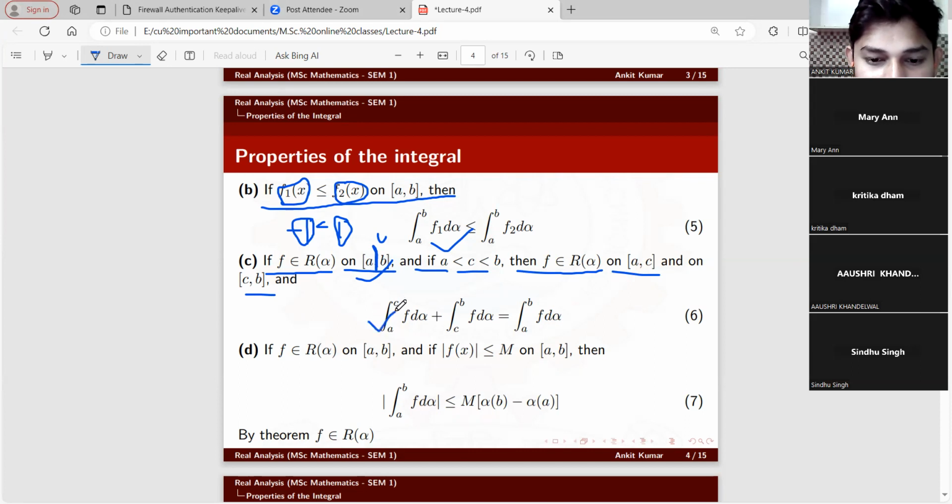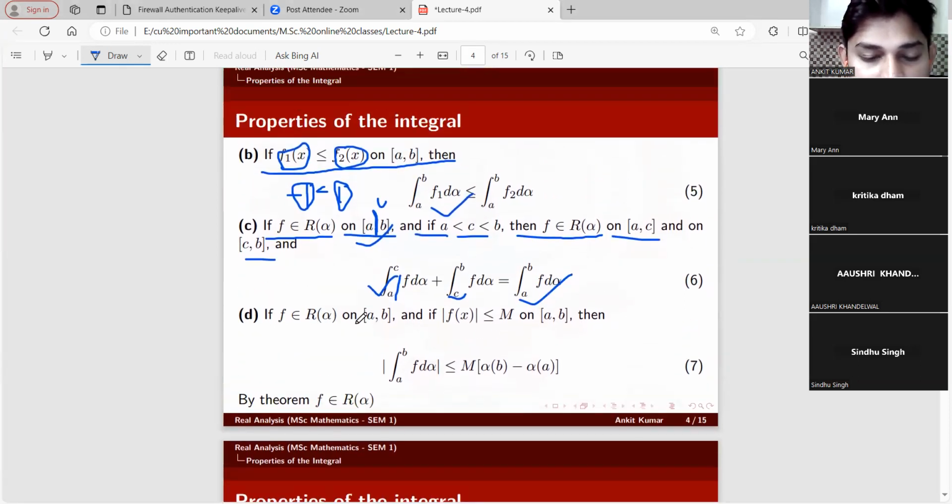And this integrability is defined as this. The integral from a to c of f d alpha, plus the integral from c to b of f d alpha, is equal to the integral from a to b of f d alpha. Okay? So in this point, we concluded the integration over the subintervals. First we evaluate the integral on the whole interval and then evaluate the integral on the subintervals. Then both the integrals are equal.